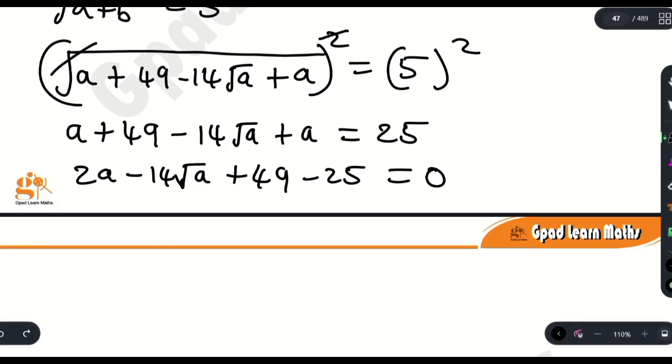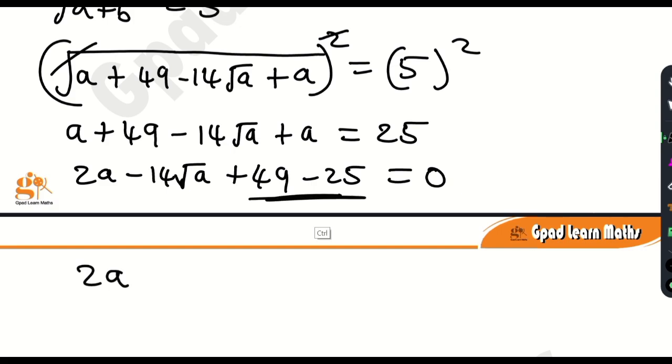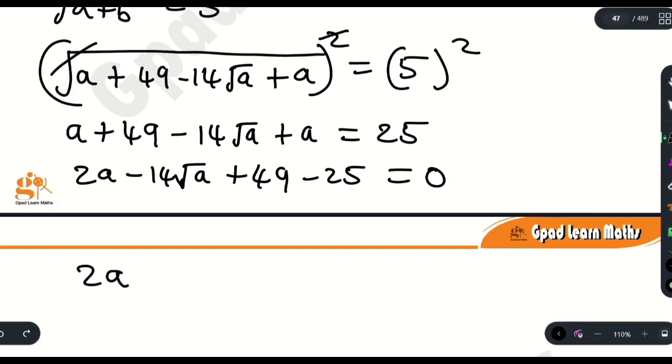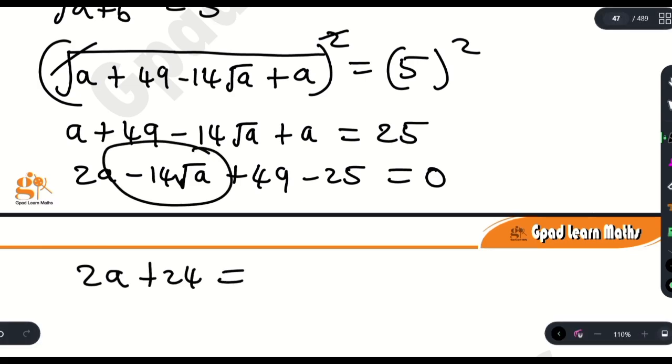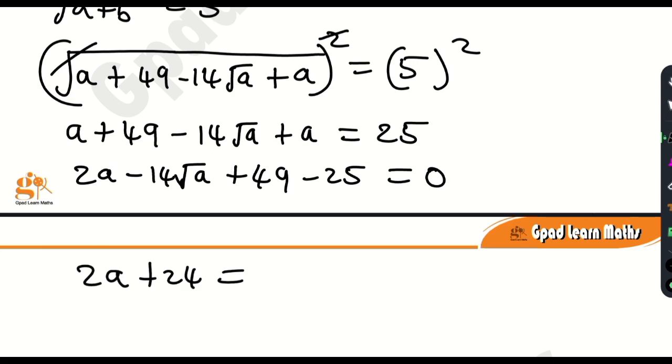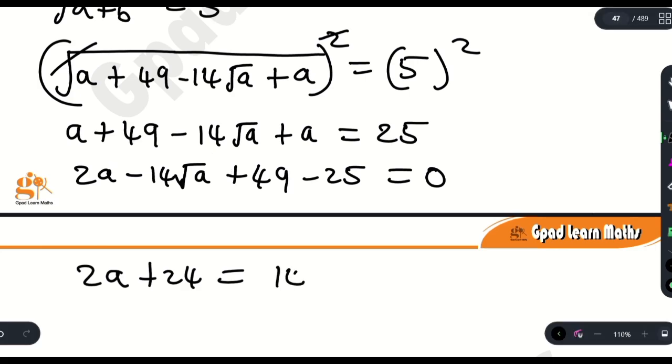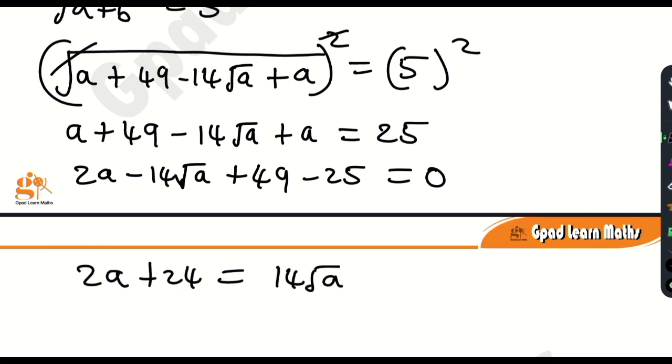But before I do that, let me just rewrite this. 2a. What is 49 minus 25? That will be 24. So plus 24. And when you move negative 14 root a to the other side, you have 14 root a. Remember, we still have to remove this square root here. So I'm going to square both sides like we did earlier. So square this side and also square this side.